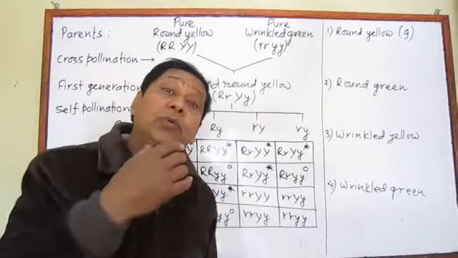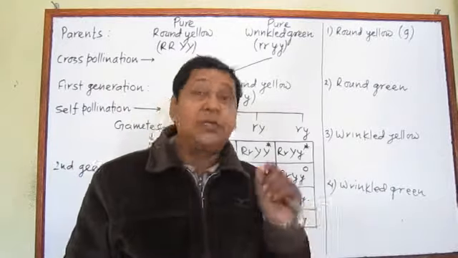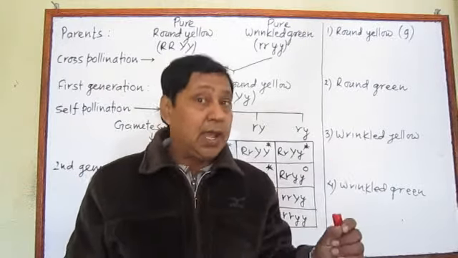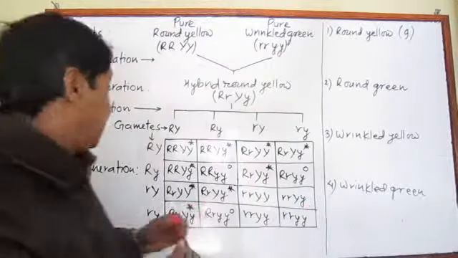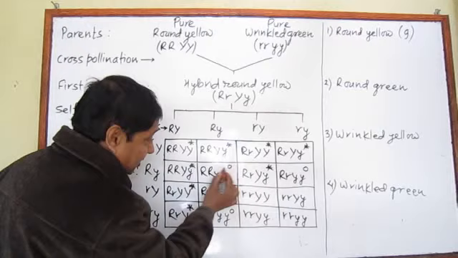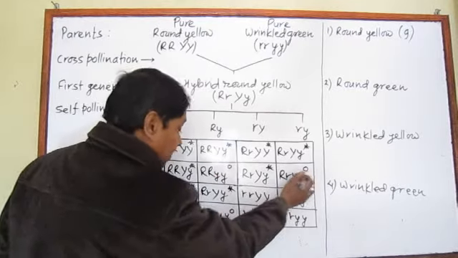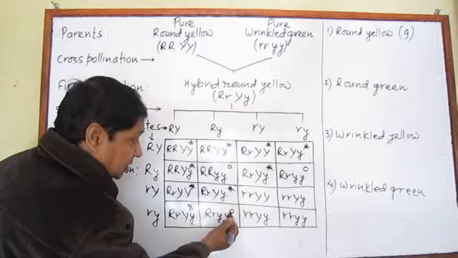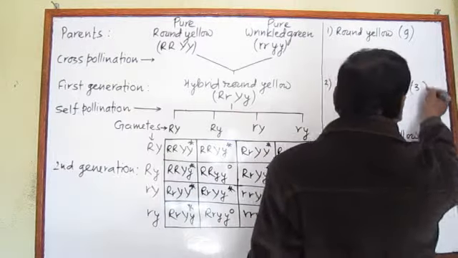Now, to be round green, at least one of the R's should be capital, which makes the seed round, and green means what? Both the Y's should be small. And look at this round green, this zero marked round green. This is also round green. This is also round green. Yes, out of the 16, 3 are found to be round green.